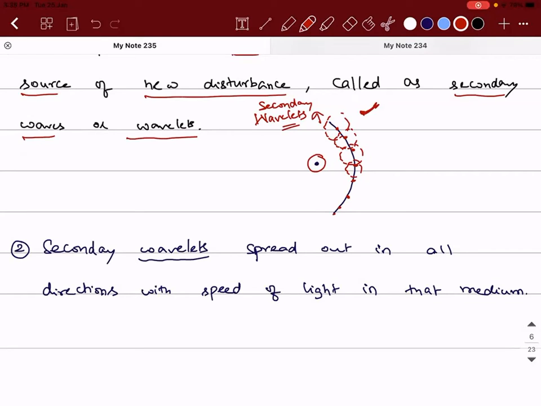The second important point is these wavelets are nothing but they are light only again. So these secondary wavelets will start making the circle, and the radius of that circle will depend on the speed of the light in that particular medium. These wavelets will start growing in the circular form depending on the speed of the light in that medium. That is the meaning of the second point: secondary wavelets spread out in all directions with speed of light in that medium.